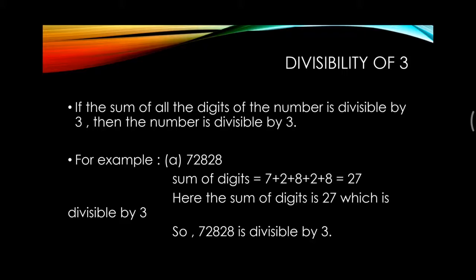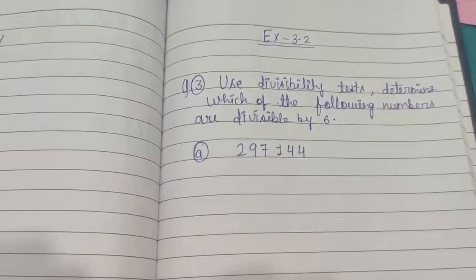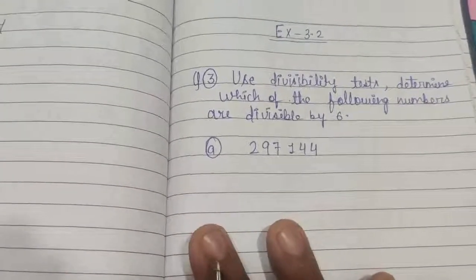For example, 72,828. Here we will add all the digits: 7 plus 2 plus 8 plus 2 plus 8. Now we will get 27, and 27 is divisible by 3. So 72,828 is divisible by 3. Means when the sum of the digits is divisible by 3, only then the number is divisible by 3. Now we all know the divisibility of 6. If a number is divisible by 2 and 3 both, then the number is divisible by 6.